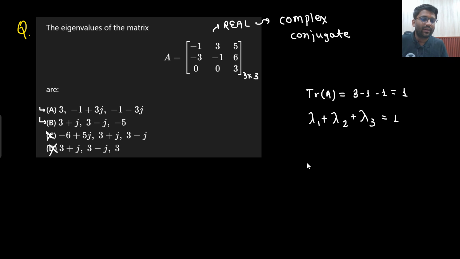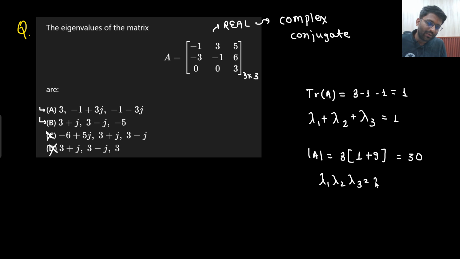Now next, what can I do? I can find out the determinant of it. What will be the determinant? Directly with respect to the last row, I can do the expansion. So I am getting 1 plus 9, right? This is 3. So 1 plus 9, so here I am getting 30. What does that mean? The multiplication of eigenvalues should give you 30. So only two options I am left with.